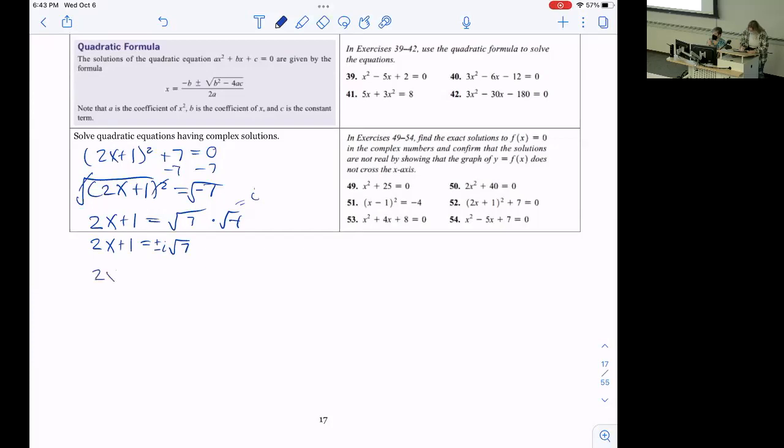Then we can break this apart again, like we usually do, and we will have 2x plus 1 equals -i times the square root of 7, and 2x plus 1 equals i times the square root of 7. To finish, you would move the 1 to the other side and then divide by 2. It's going to look ugly because there's nothing we can do with that i except keep it stuck there next to the square root of 7.